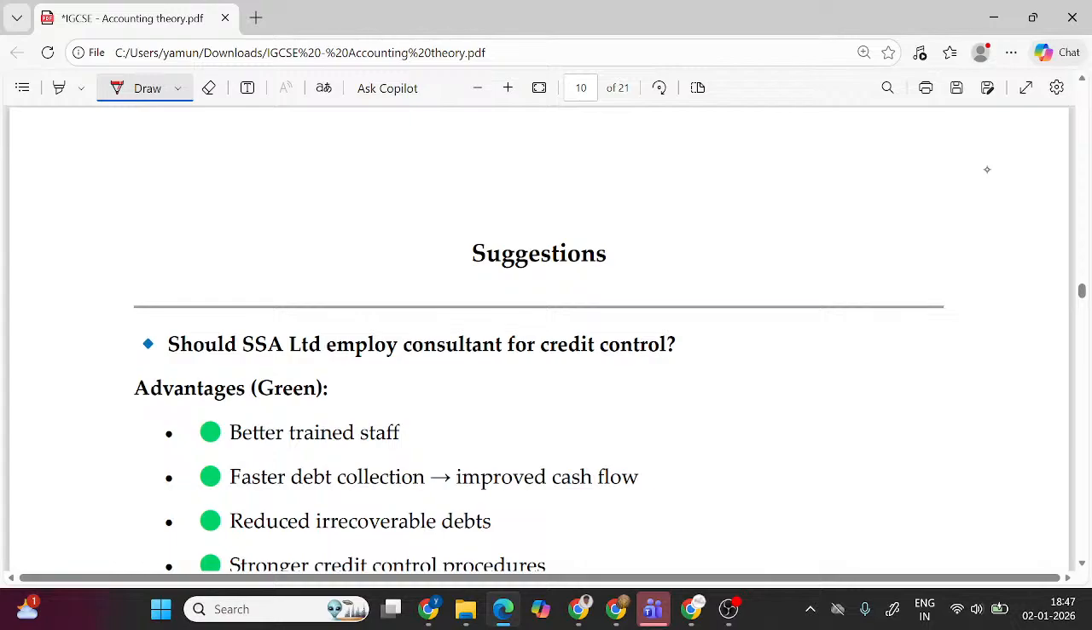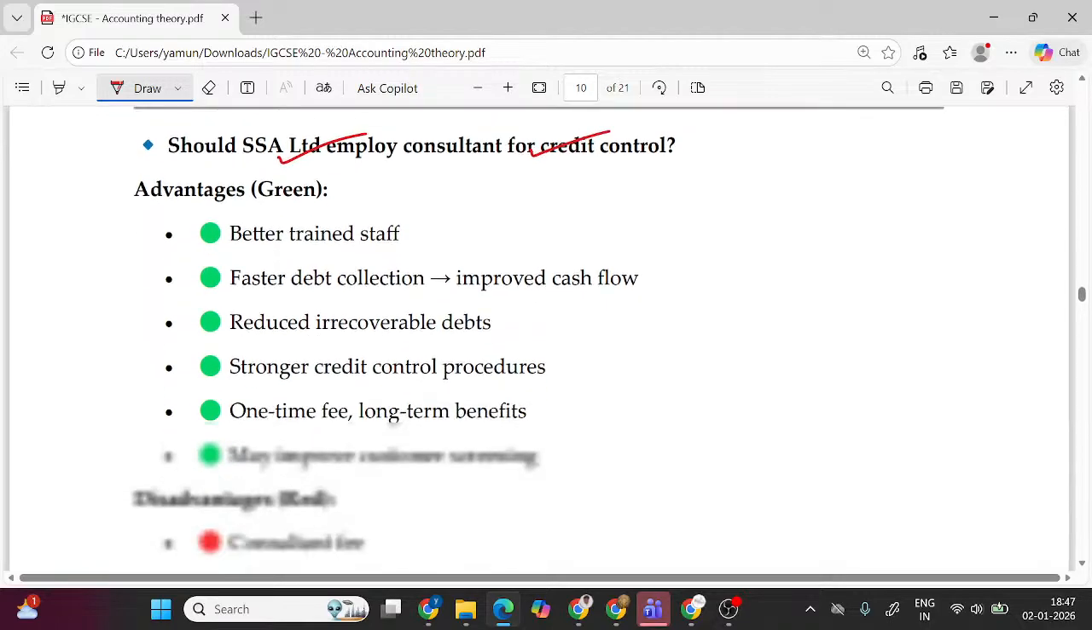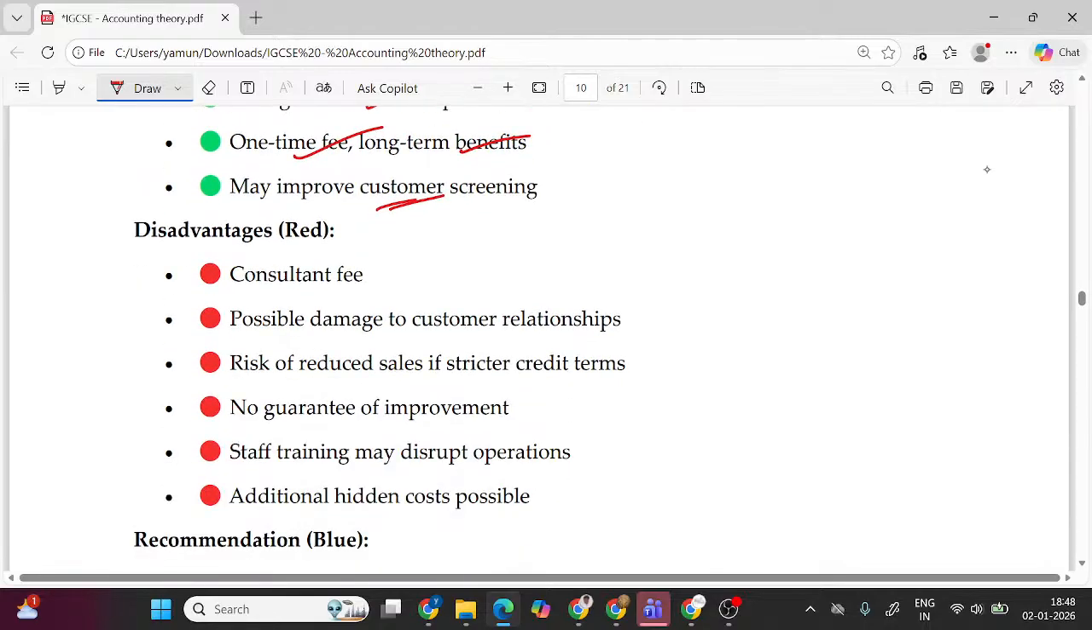Next, let us go for the suggestions. Could SSI Limited employ a consultant for credit control? Yes. Why? No. Why? Okay. Yes, in green color: better trained staff, faster debt collection, so the cash flow will be improving. Reduced irrecoverable debts, stronger credit control procedures, one-time fee, long-term benefits, and may improve customer screening also. Disadvantages: consultant fee. Yes, obviously we have to pay.